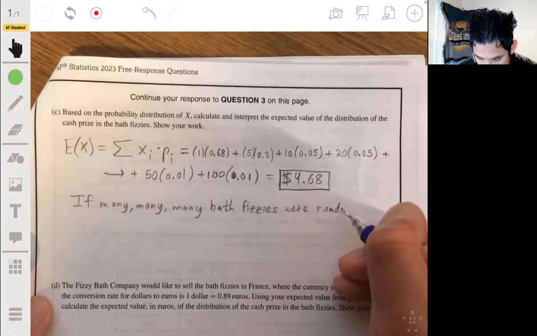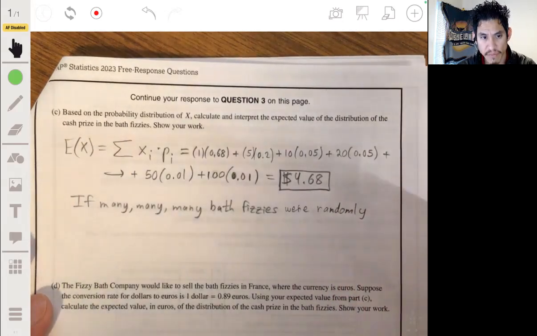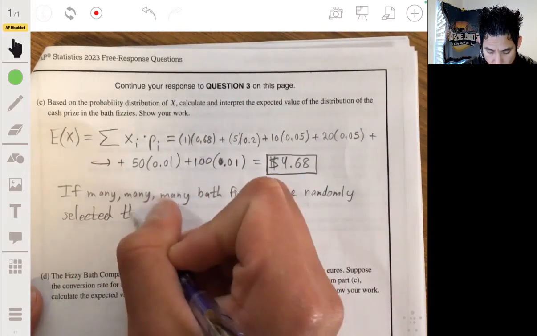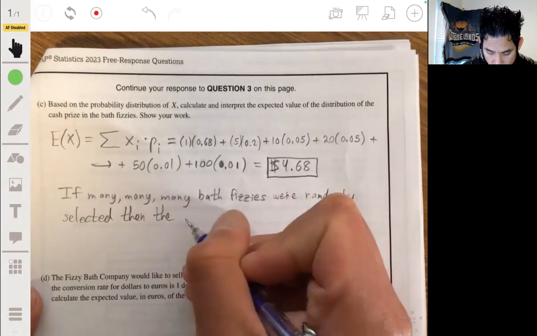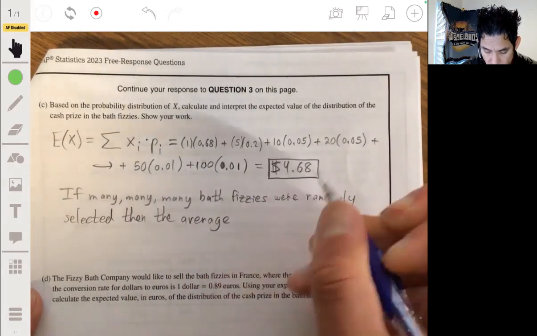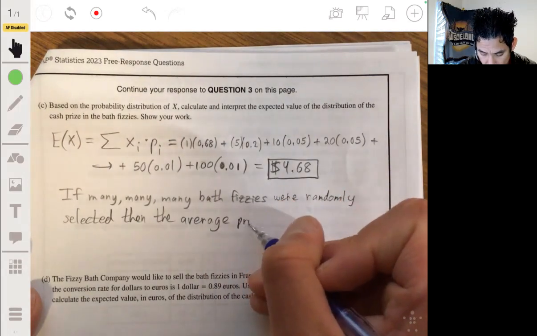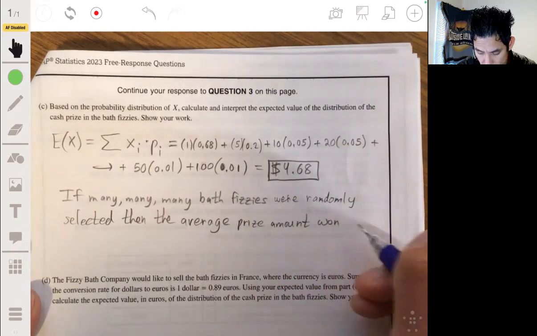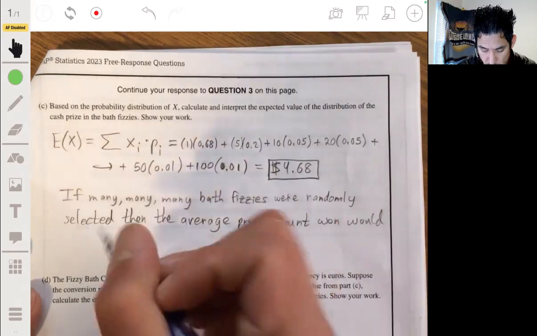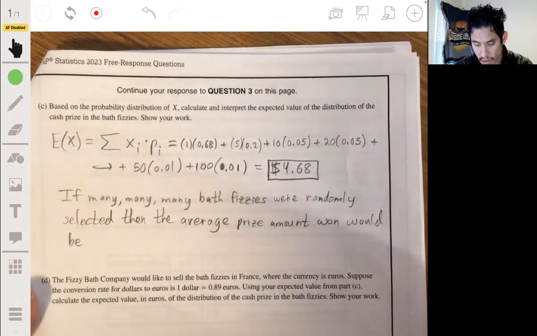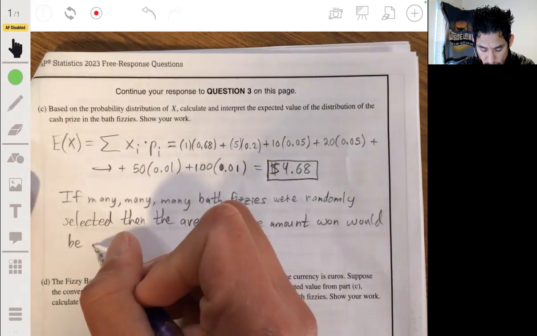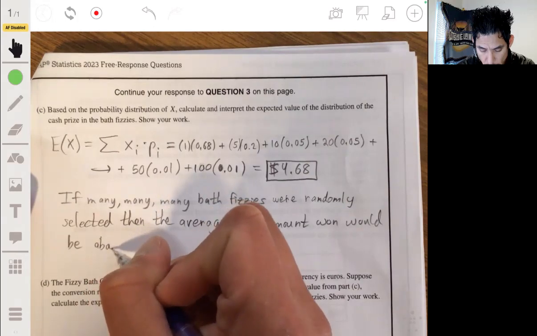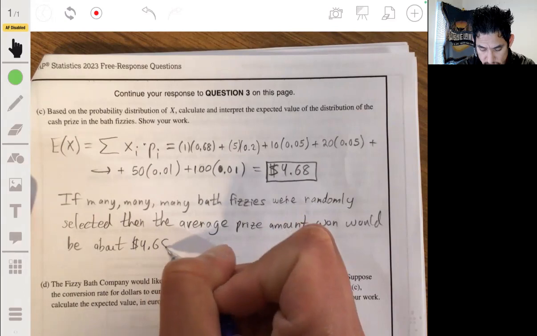Let's mention random in case they're going to be critical about that. If many bath fizzies are randomly selected, the average prize amount won would be about $4.68 on average.